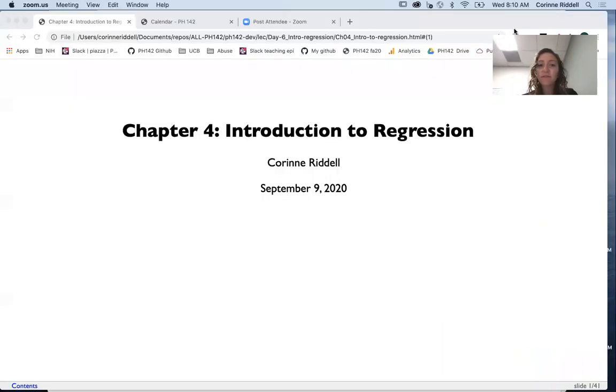So we left off last class talking about scatter plots of the relationship between two continuous variables. Last class we talked a lot about how to summarize that information in terms of the strength of that relationship, its shape, and so on. And this time we're talking about the introduction to regression.